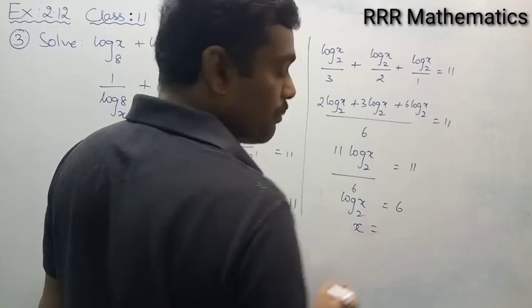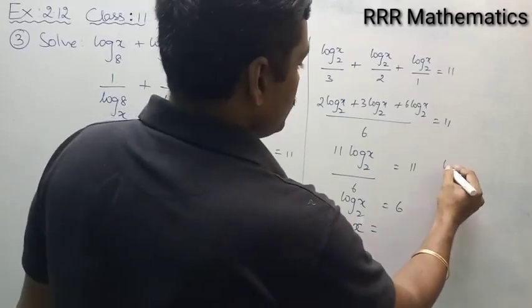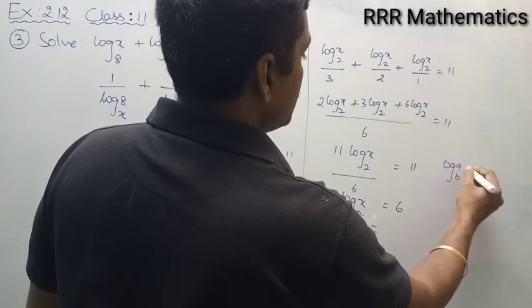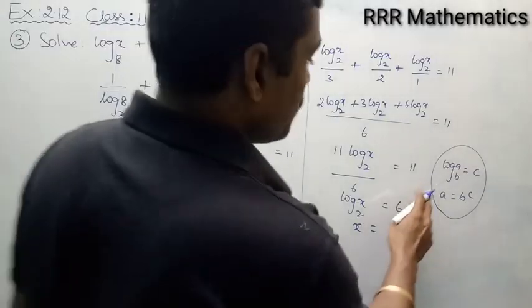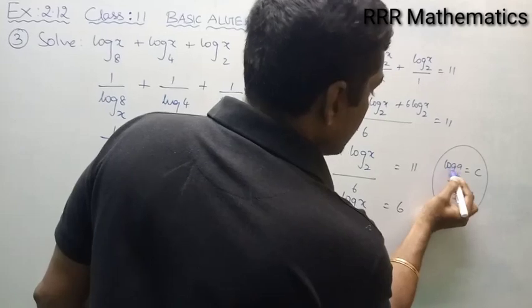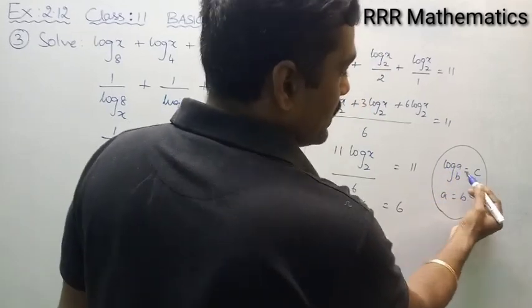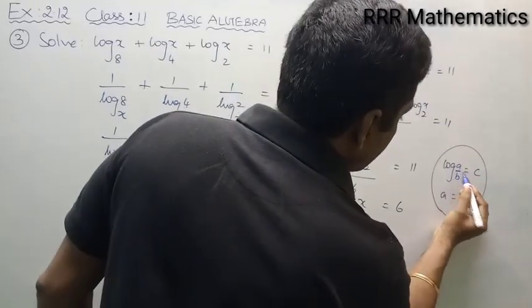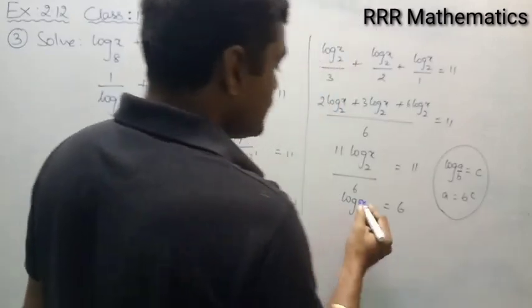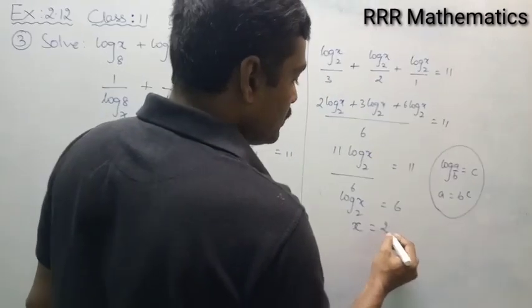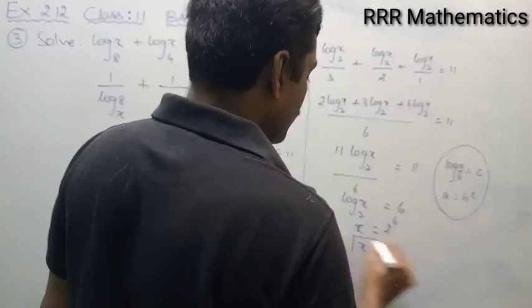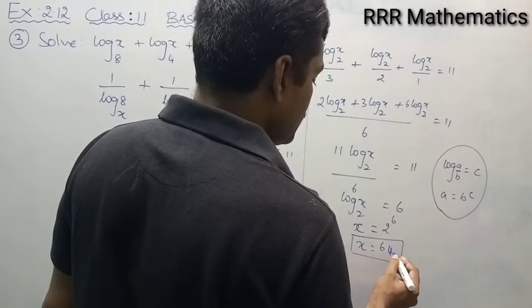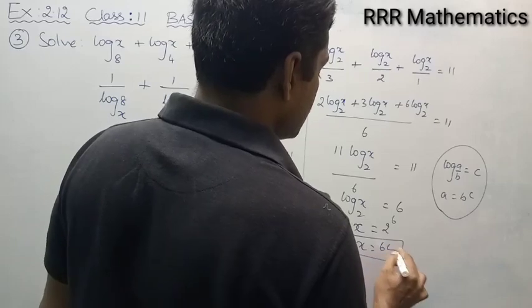So x will be, by exponent rule, log a base b equal to c, then a equal to b power c. Got it? This is the property I am going to use. Log a base b is equal to some c, then this a can be written as b power c. Similarly, this x can be written as 2 power 6, which gives, what is 2 power 6? 64. So in this case, when you solve, you will get 64. Got it?